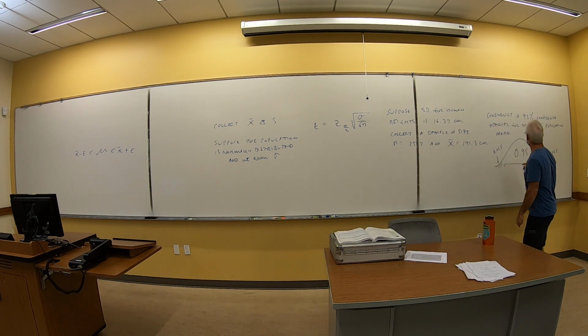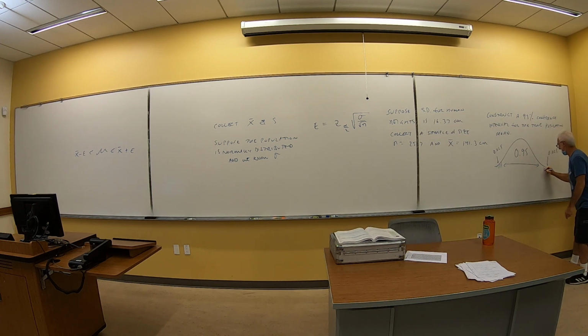So the z number I look up, that magic z number, we call it z 0.025. It's the z that goes with that tail. And from experience, we now know that's 1.96. That's the most common one we use. I do not want you to memorize that. I want you to have that available. That's on the formula sheet.